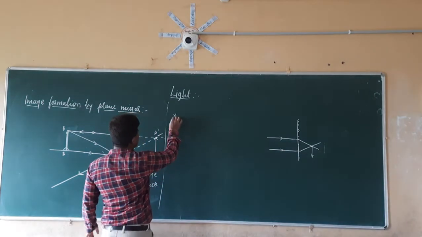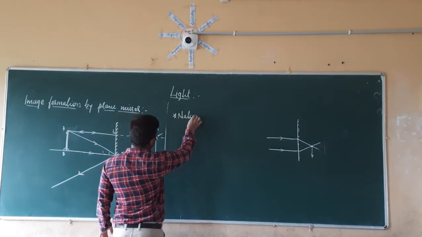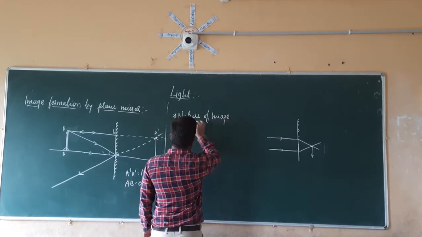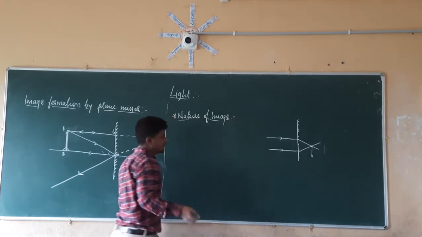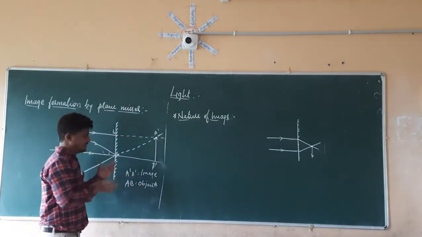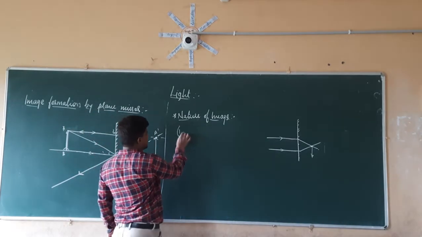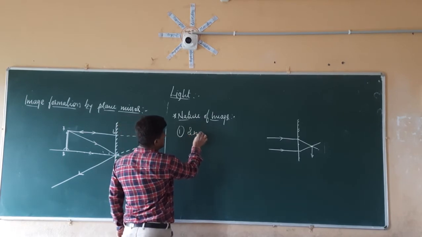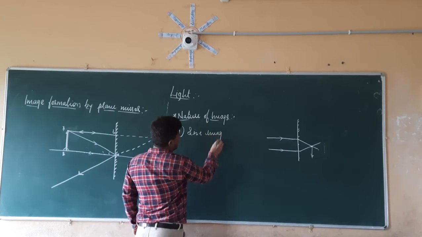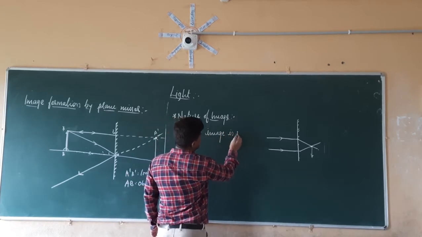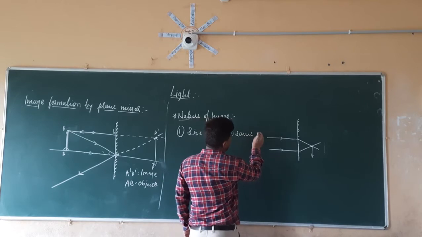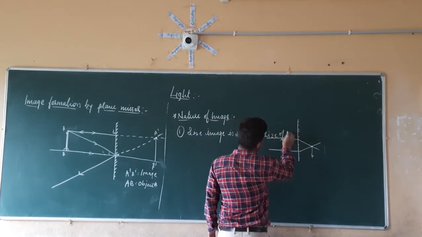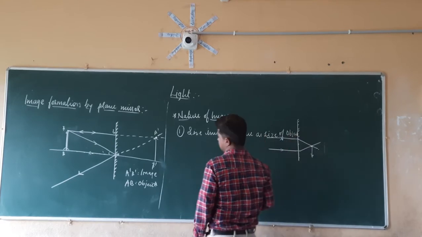So here we are going to write the nature or properties of the image formed inside a plane mirror. Whatever is given in the textbook, we are understanding and analyzing here. So the first nature is the size of the image. Size of image is the same as size of the object. That is the first condition.